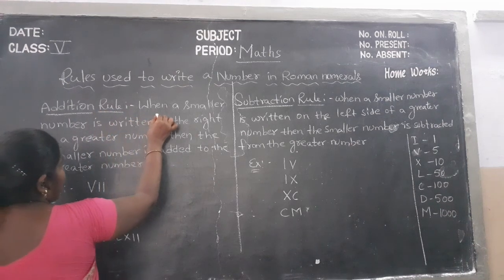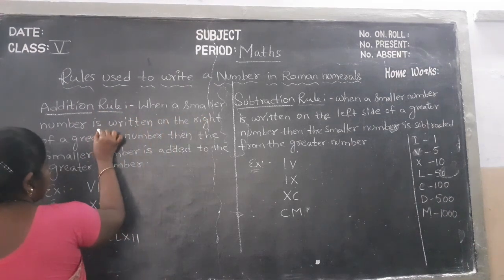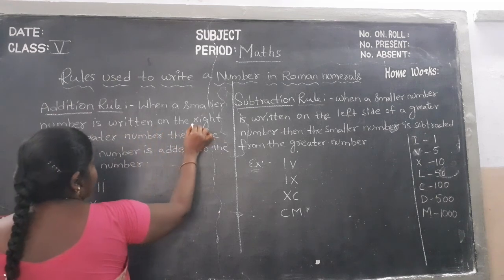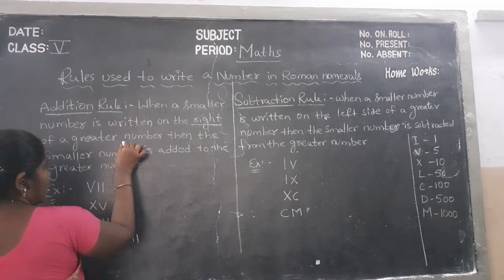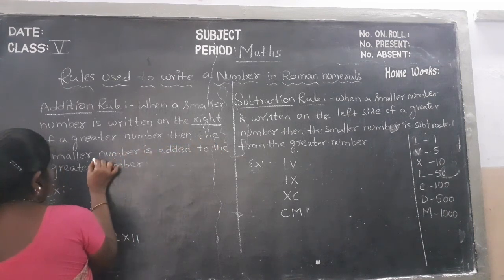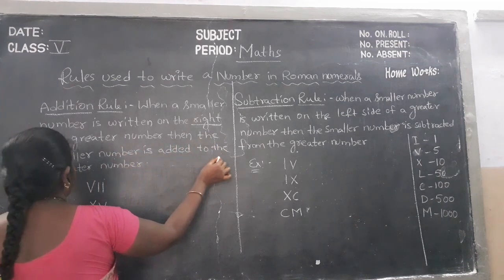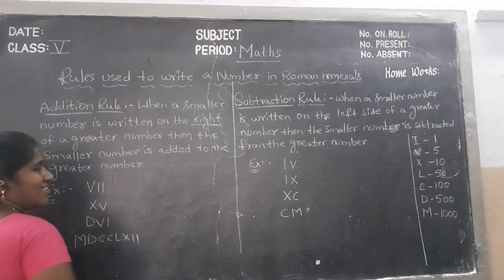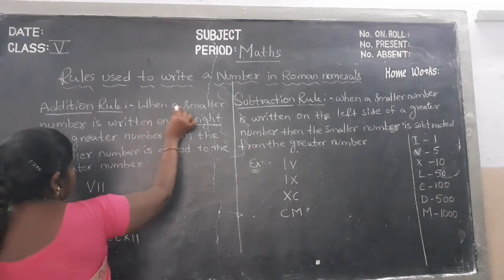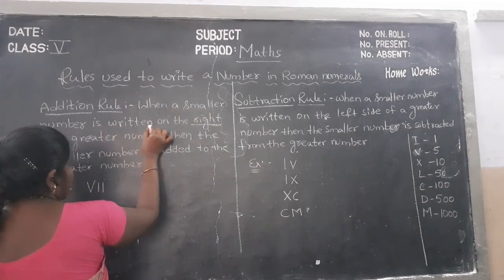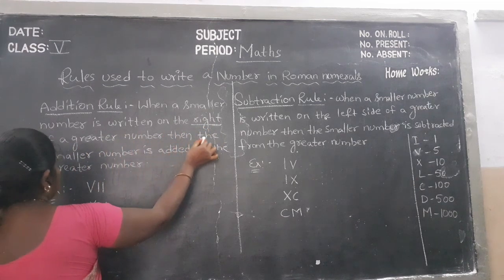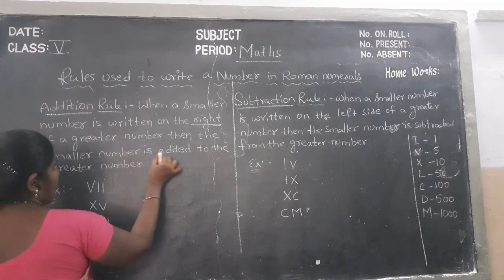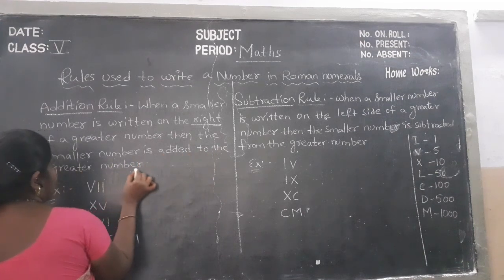Addition rule: when a smaller number is written on the right side of a greater number, then the smaller number is added to the greater number. Once again, children, when a smaller number is written on the right of a greater number, then the smaller number is added to the greater number.